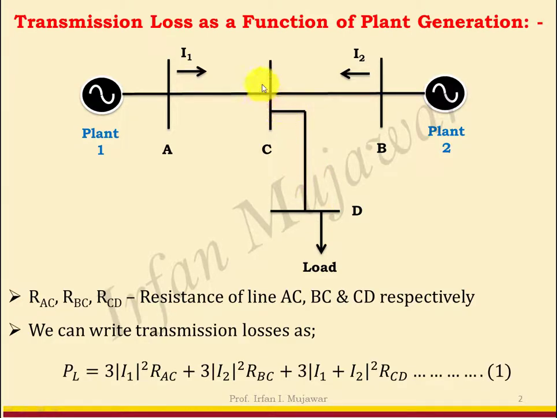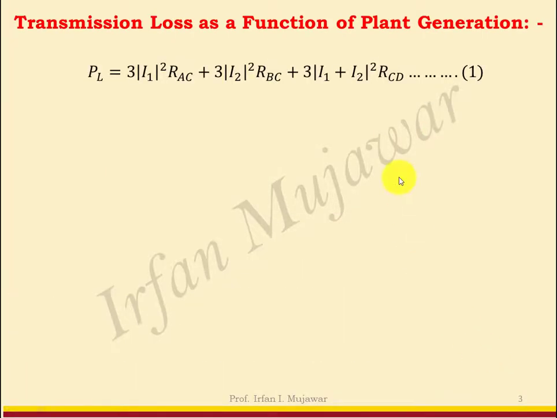Now if we apply KCL at this particular node, then the current flowing from C to D will be I1 plus I2, because by Kirchhoff's current law, the algebraic sum of incoming current will be equal to the algebraic sum of outgoing current. So this outgoing current will be the sum of I1 and I2. So finally we will get this equation. Let us call it equation number 1. Now rewriting, PL equal to 3 times I1 square RAC plus 3 I2 square RBC plus 3 |I1 plus I2| square RCD.